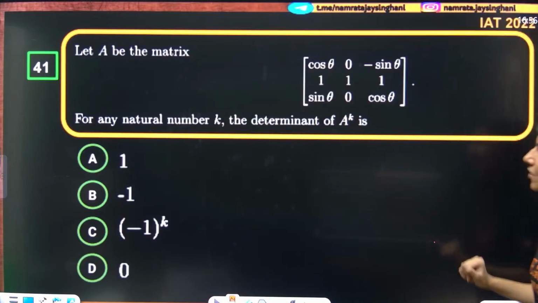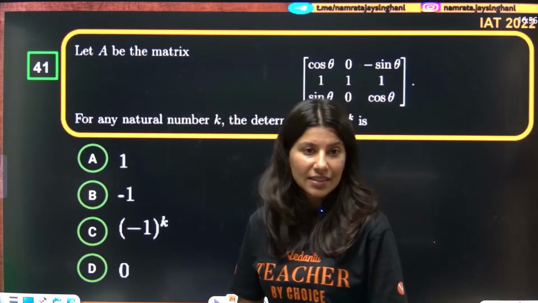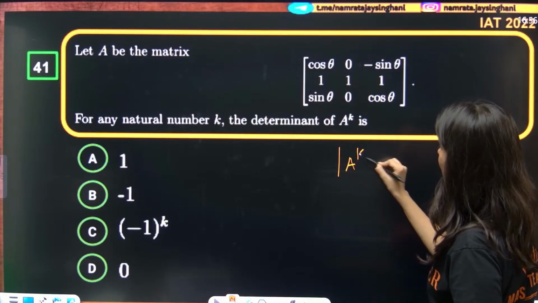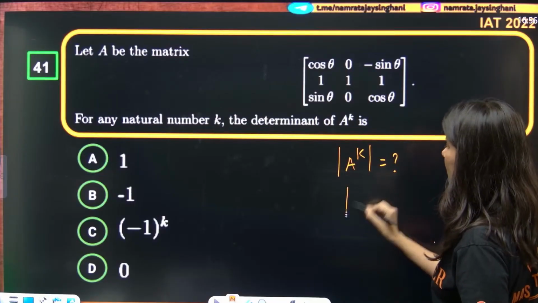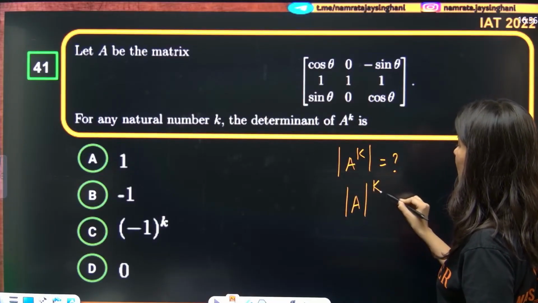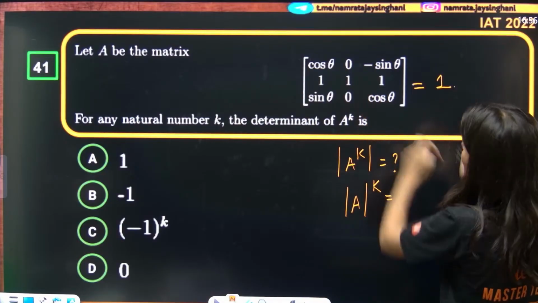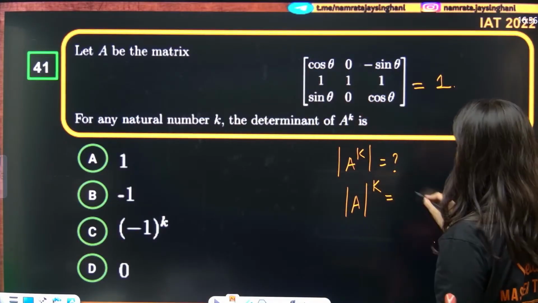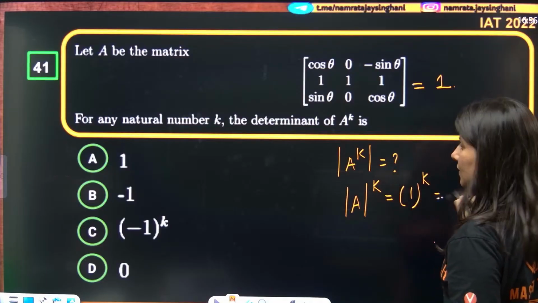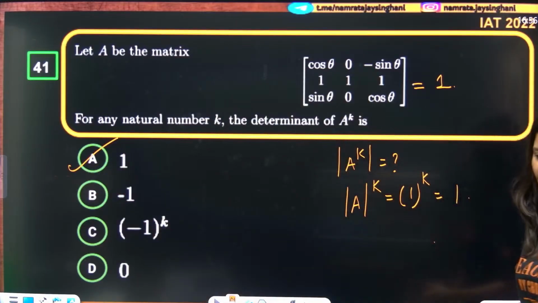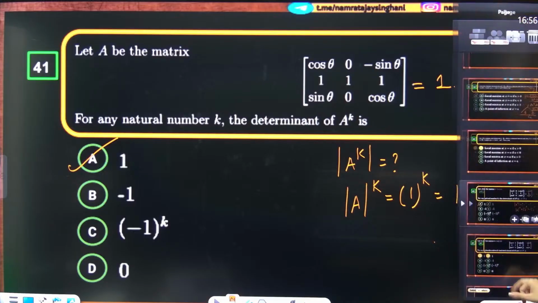Now the next question. A is the matrix. Determinant of A power k is what they are looking for. Determinant of A power k is determinant of A, power k. So the determinant of this, if you calculate, is going to become 1. See, have a look. 1 power k is nothing but just 1. So option A is absolutely right. Easy question. Yes, some questions are extremely easy.